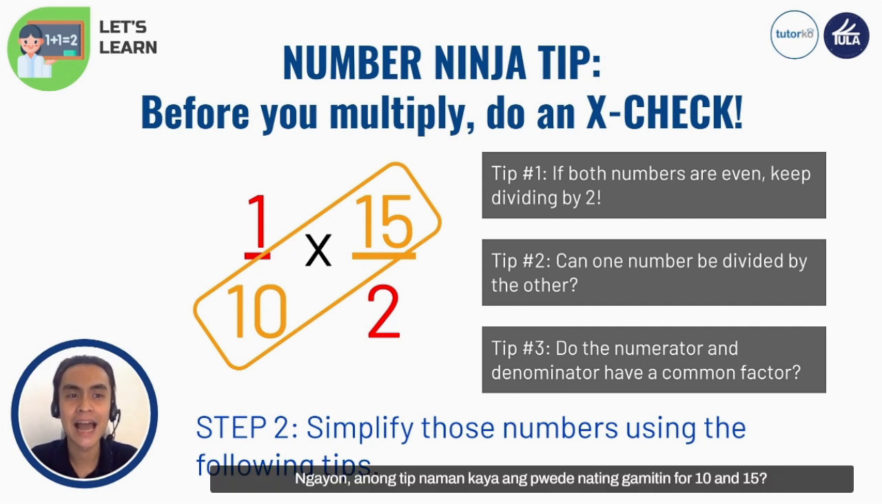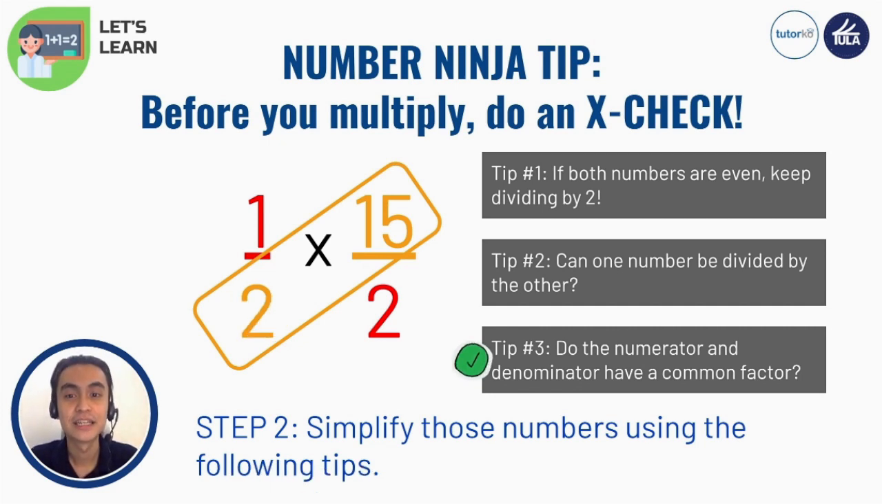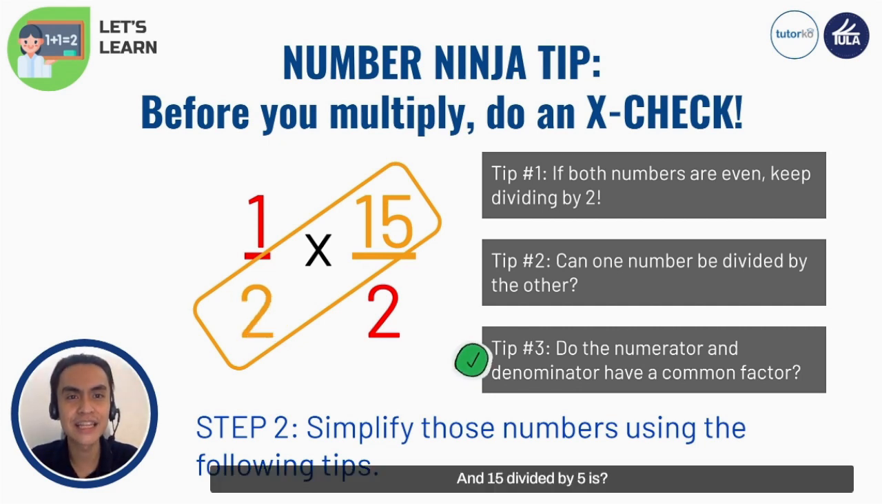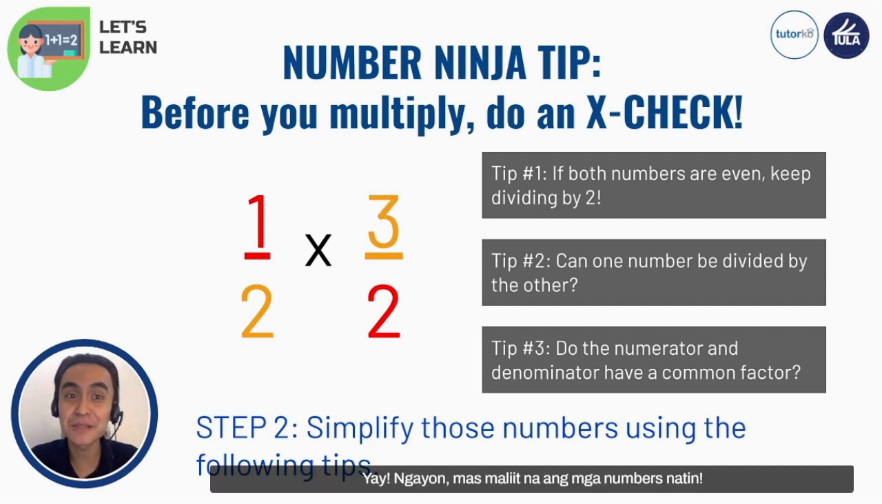Ngayon, anong tip naman kaya ang pwede nating gamitin for 10 and 15? 10 and 15 has a common factor of 5. So we can use tip number 3. All we have to do is divide both numbers by 5. So 10 divided by 5 is 2, and 15 divided by 5 is 3. Yay! Ngayon, mas maliit na ang mga numbers natin.